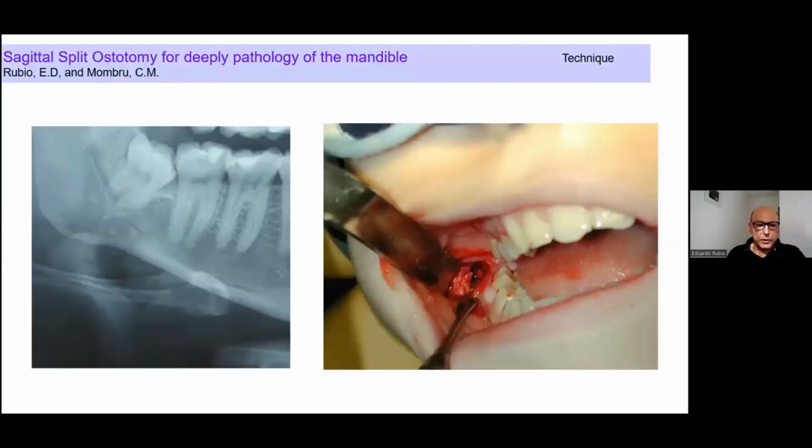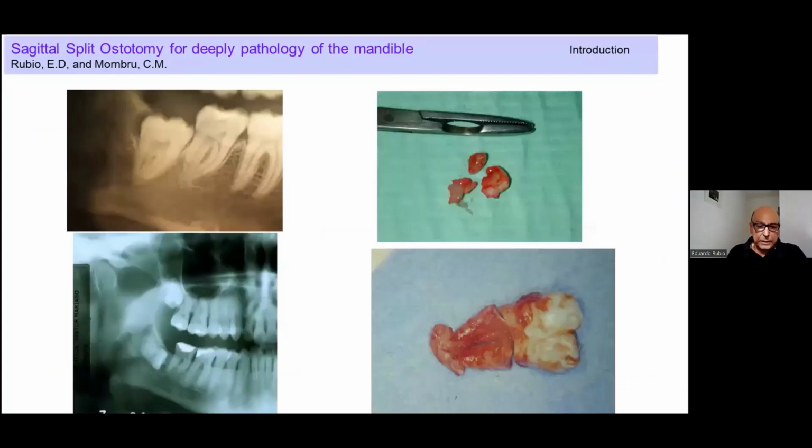As oral and maxillofacial surgeons, we receive a lot of third molar consultations every day. To take it out is a very simple procedure. We perform it at the office under local anesthesia and in general without any problem.